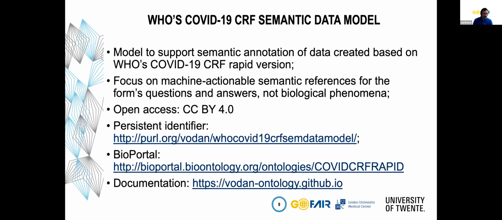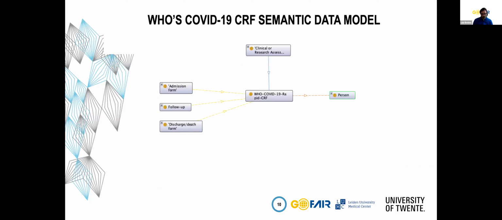The model is, of course, open access. We created a persistent identifier because we should follow the FAIR principles, right? The first one demands us to have a globally unique and persistent identifier. So we created an identifier for the model itself. We published that on BioPortal, and we also have documentation to help anybody that wants to use it. BioPortal also provides some facilities, a user-friendly interface for people to get to know the model.